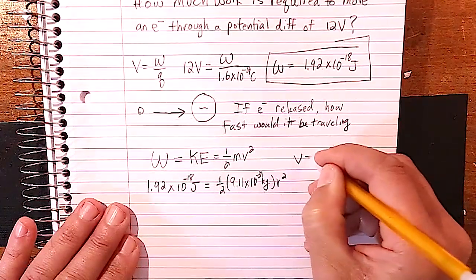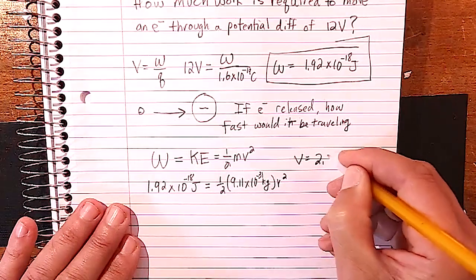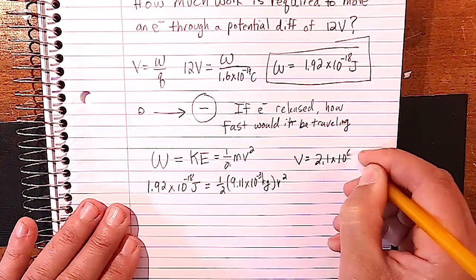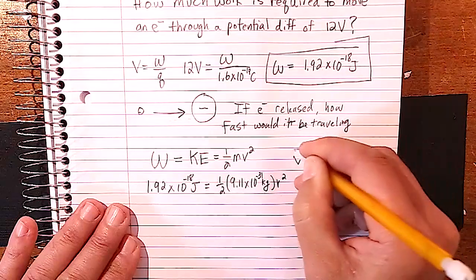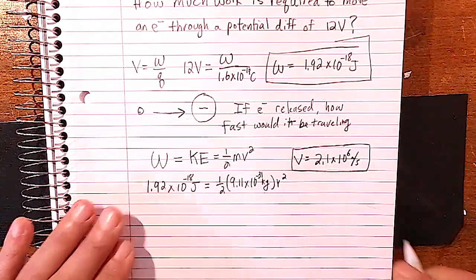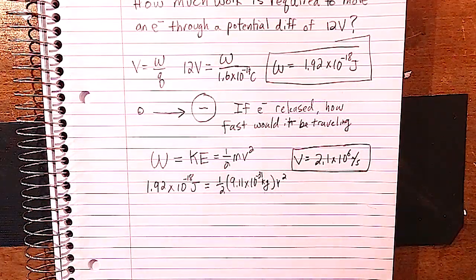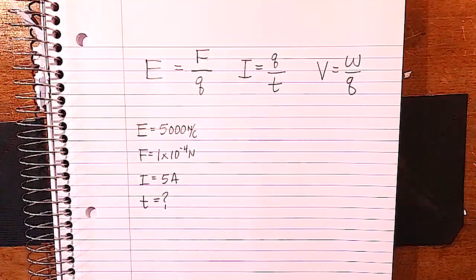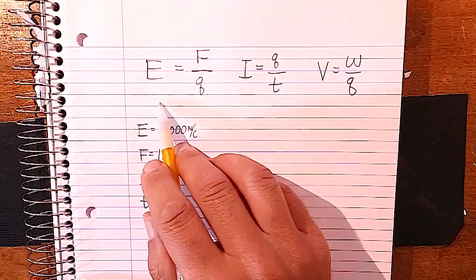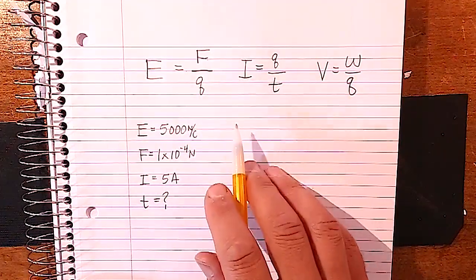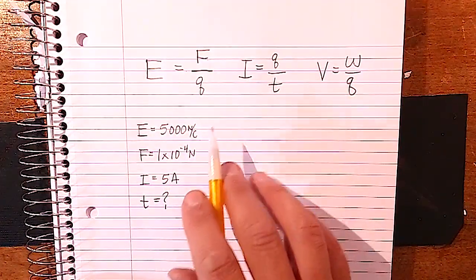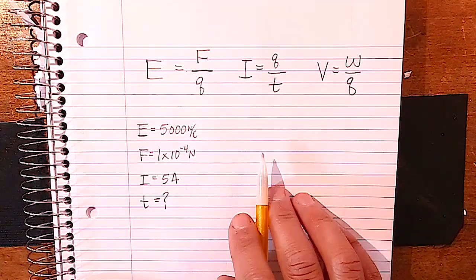And when you do the math on that, you get a velocity of 2.1 times 10 to the 6th meters per second. Remember that they can do this work and energy for potential and also for kinetic. So all of that was very straightforward. We just had a single formula where we were given two quantities and asked to solve for the third variable.